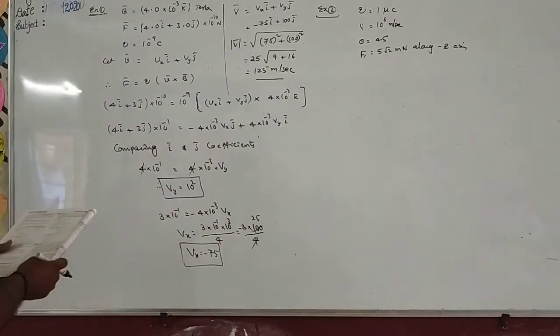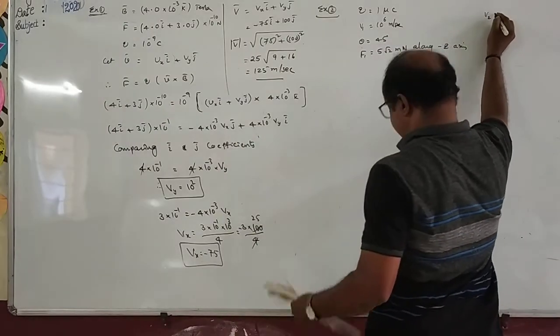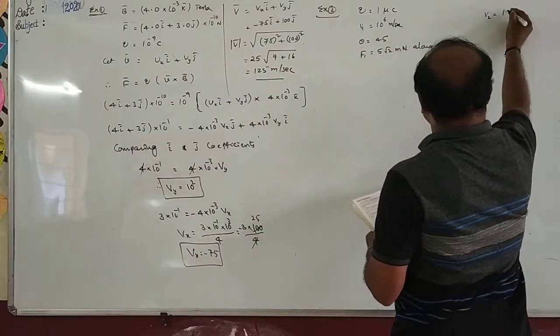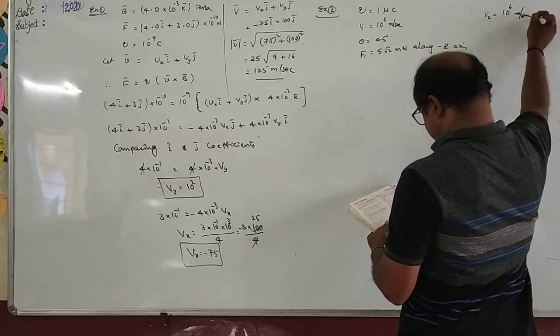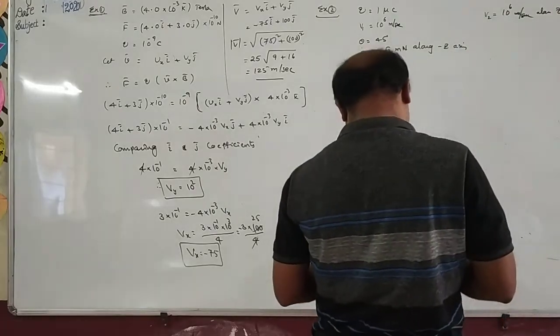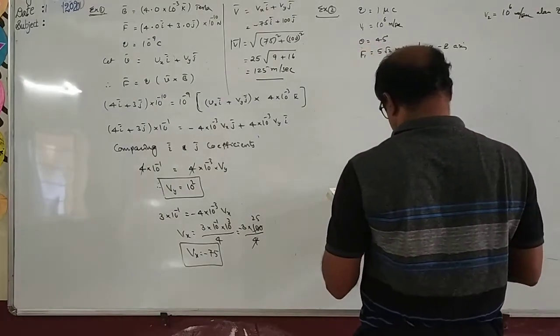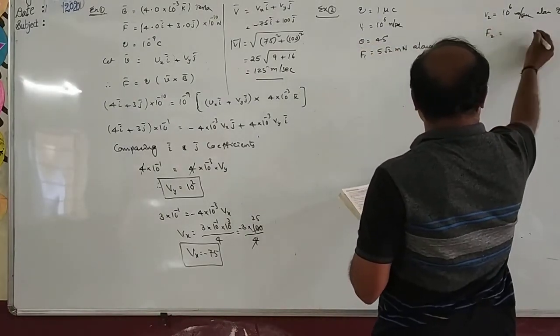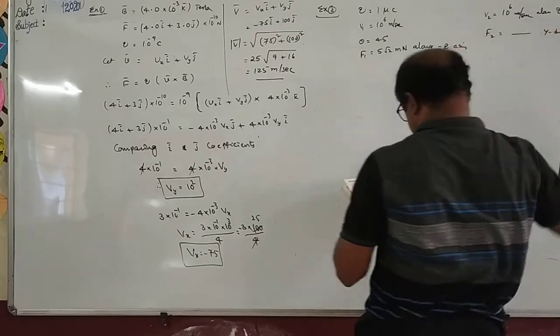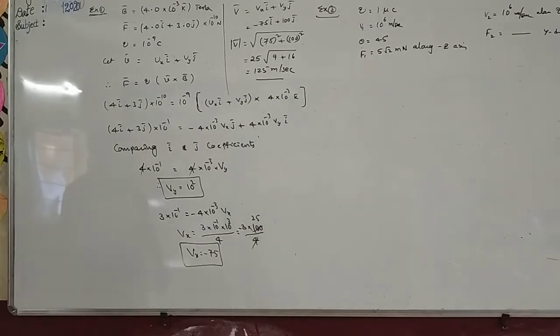When the same particle moves with a velocity v2 equal to 10 to the power 6 meter per second along the z-axis, it experiences a force F2 in the y direction. Find, first, the magnitude of the magnetic field and, second, the magnitude of the force F2.